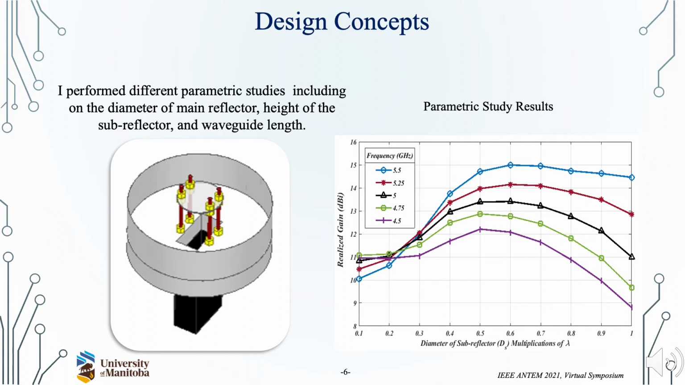For lower frequencies like 4.5 GHz, the curve reaches its maximum at 0.5 times lambda. On the other hand, for higher frequencies such as 5.5 GHz, as we increase the frequency, the maximum realized gain shifts to higher diameters like 0.65 times lambda.